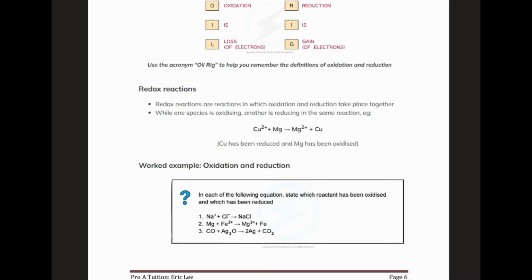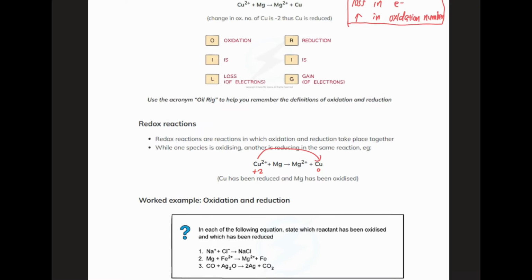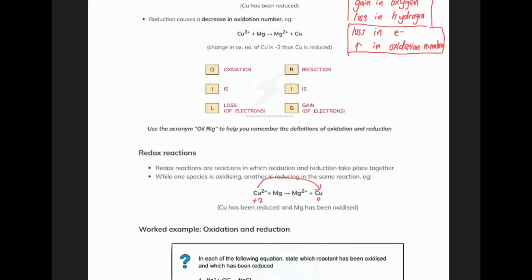So while one species is oxidizing, another is reducing in the same reaction. For example, this one again, Cu2+ to Cu. Based on oxidation number, +2 to 0, there is a decrease in oxidation number, as we learned just now. A decrease in oxidation number is reduction. So this is reduction.